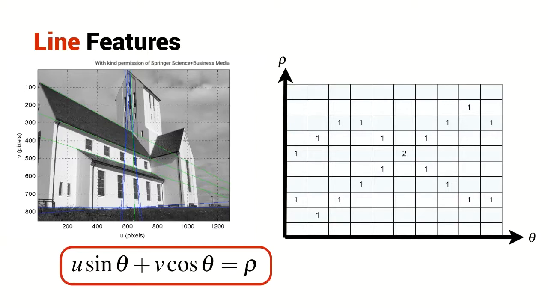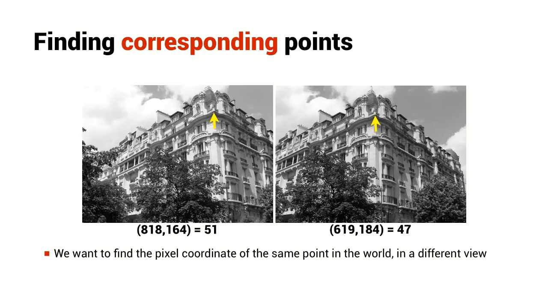Each point that lies on an edge in the image votes for a large number of lines, and those votes are tallied in an accumulator array. The lines that receive the largest number of votes then are dominant lines in the scene. They are supported by a large number of edge pixels, and such lines have been overlaid graphically on the image of the church here. Finally, we talked about finding corresponding points.